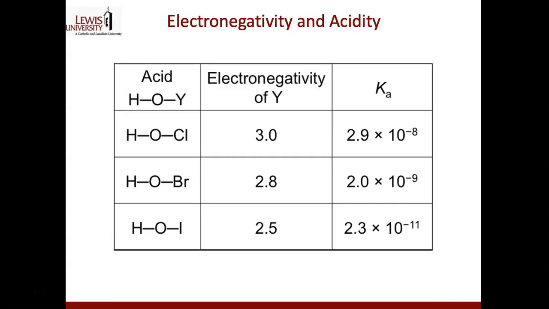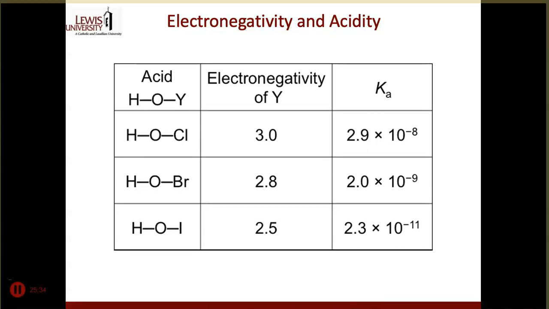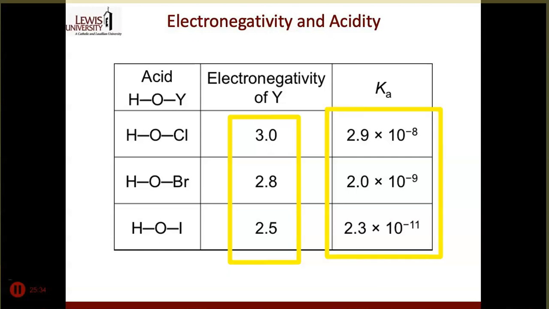So let's go ahead and look at that first series we talked about: chlorine, bromine, iodine. Here's the electronegativity of what we call the Y molecule, which is the central atom in the molecule. So that central atom has an electronegativity of 3.0 for chlorine, and it goes down to 2.5 for iodine. And here are the Ka values, right? So obviously this is the much stronger acid because 10 to the minus 8th is a bigger number than 10 to the minus 11th.